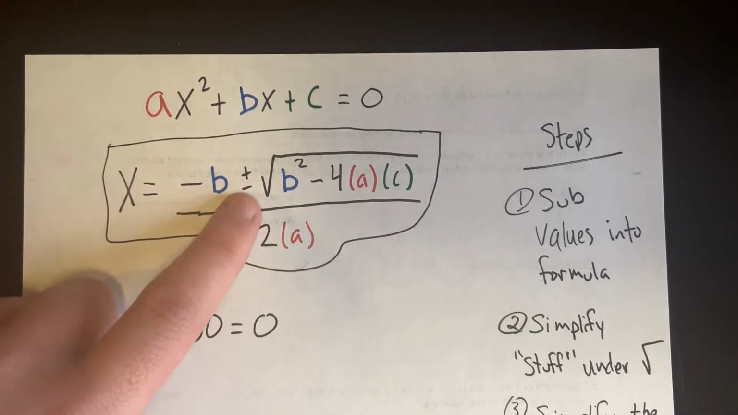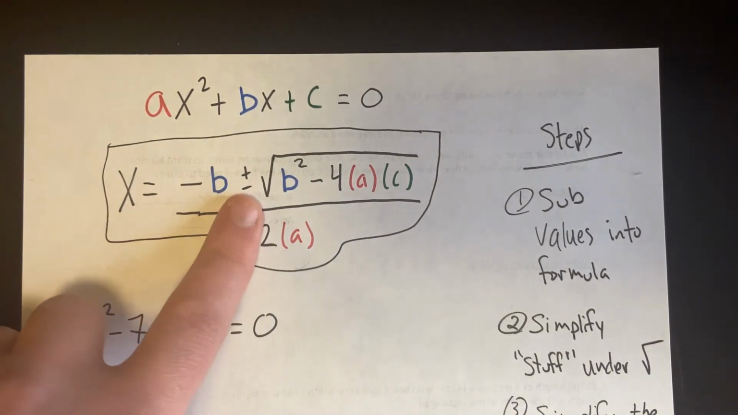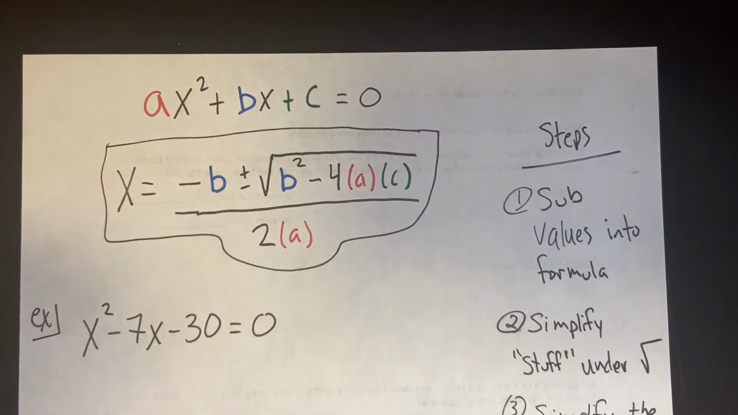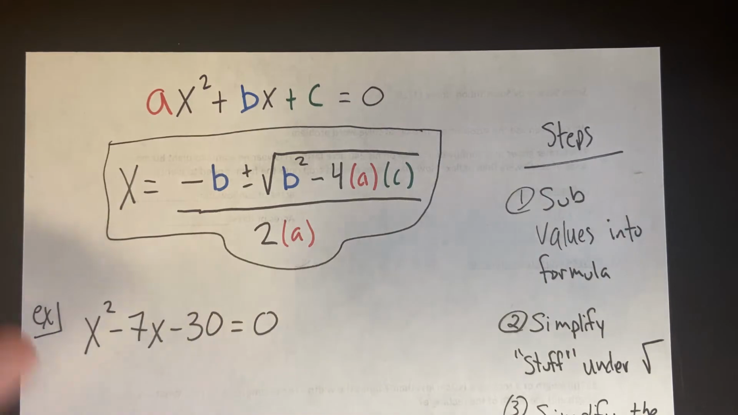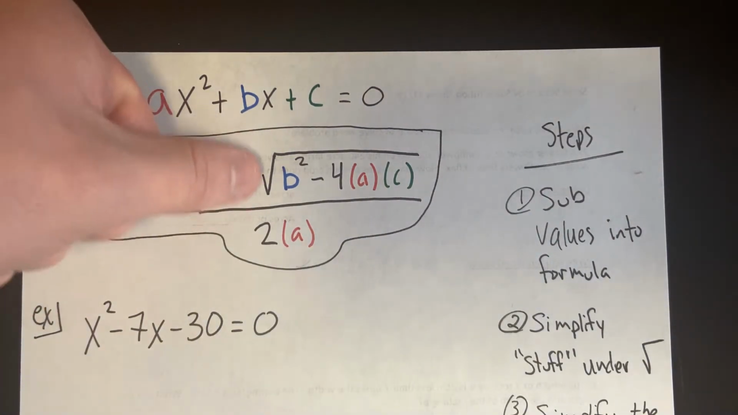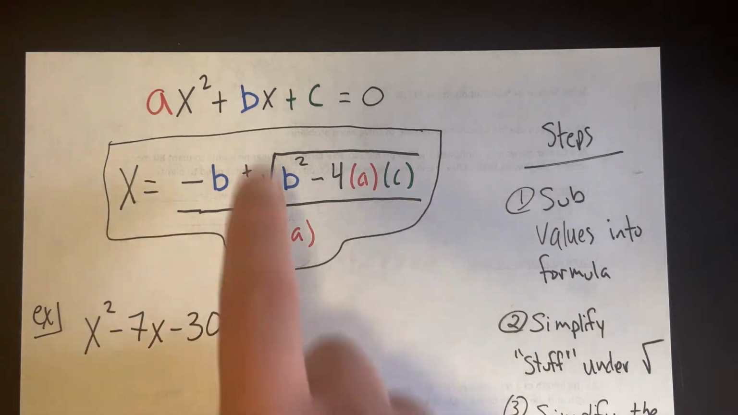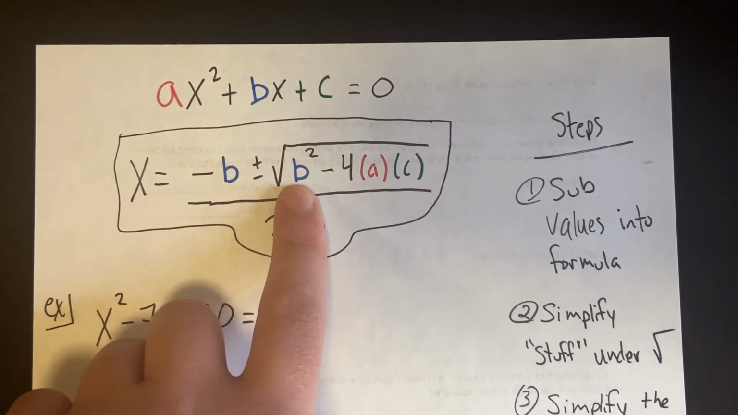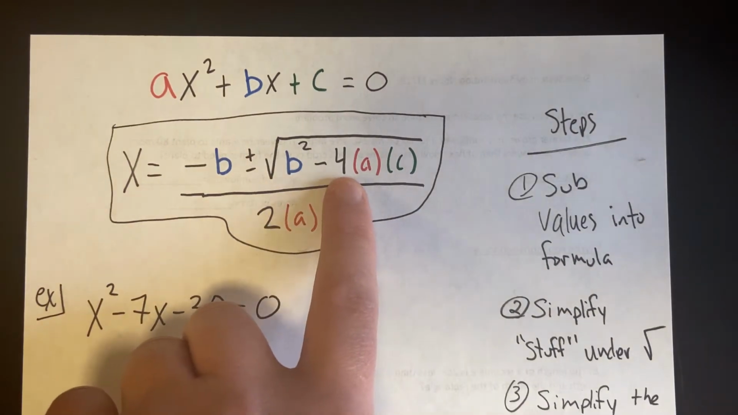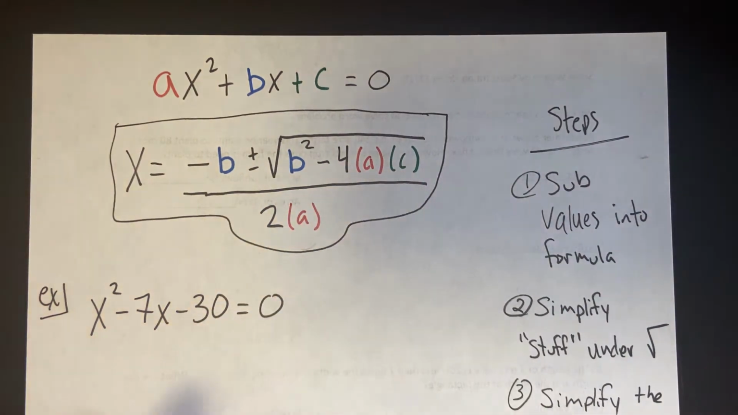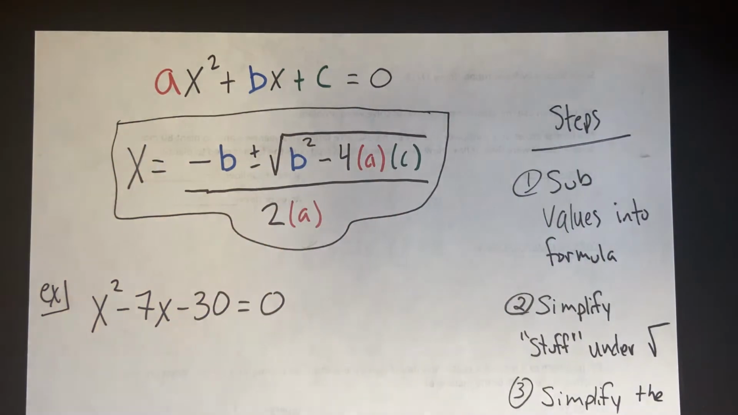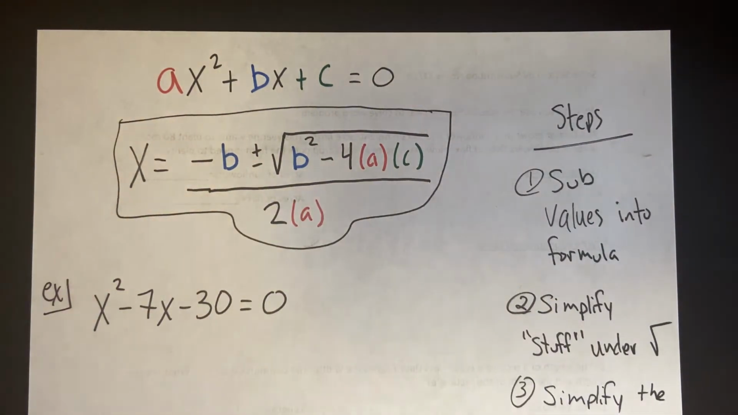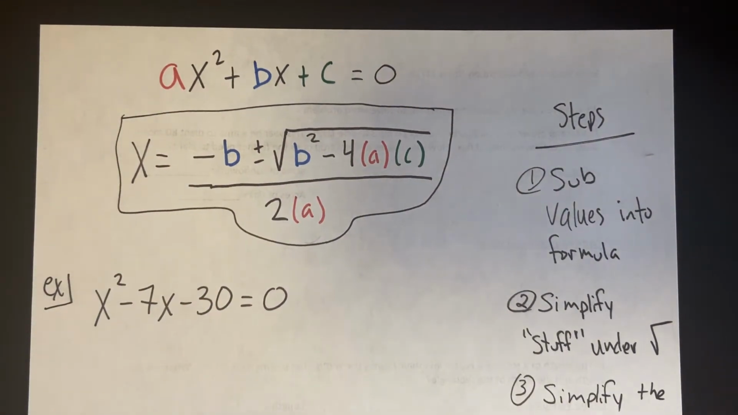So the formula: negative b, or we could say the opposite of b, plus and minus. Yes, those are both plus and minus signs in the same formula. We'll get to why you see a plus and a minus sign when we start simplifying in a little bit. These are two different solutions that we can see. Then the square root of b squared minus 4 times the value of a times the value of c. Make sure we understand that all of that is underneath that radical, underneath that square root sign. And the entire thing is being divided by 2 times a.